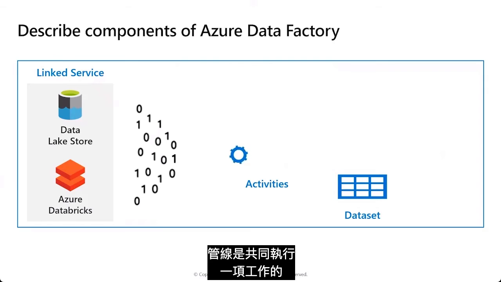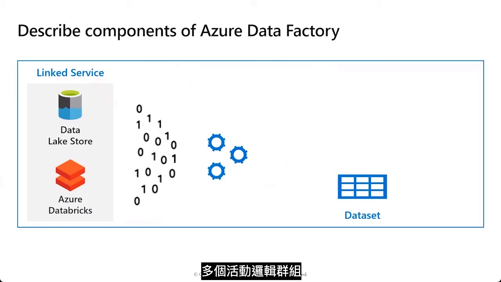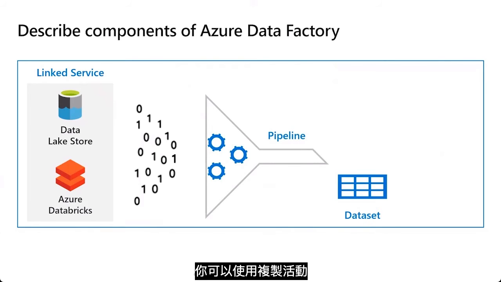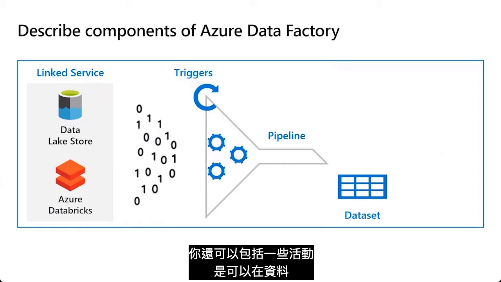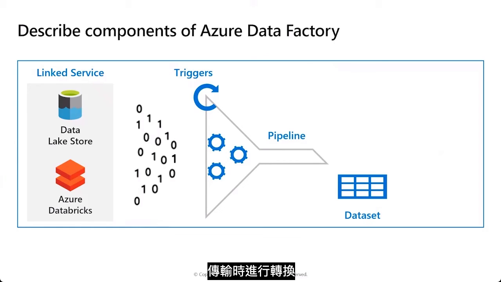A pipeline is a logical grouping of activities that together perform a task. The activities in the pipeline define actions to perform on your data. For example, you might use the copy activity to copy data from a source dataset to a destination dataset. You could also include activities that transform the data as it is being transferred, or you might combine the data from multiple sources together. So pipelines don't have to be linear.